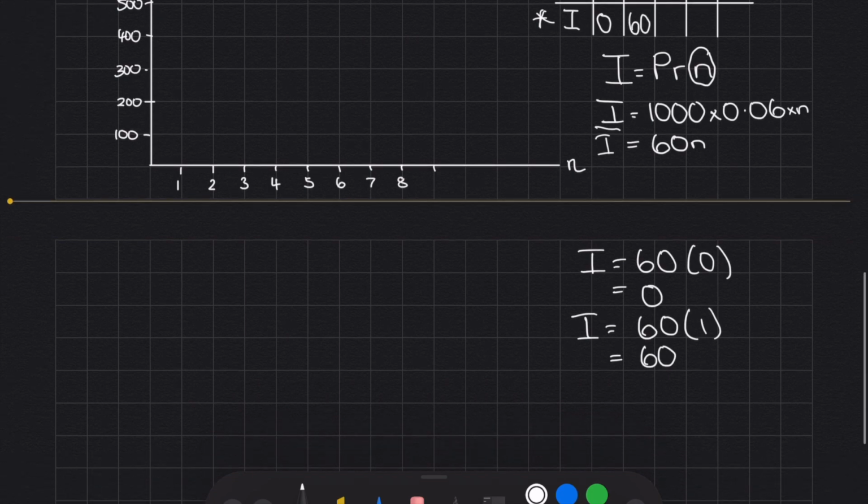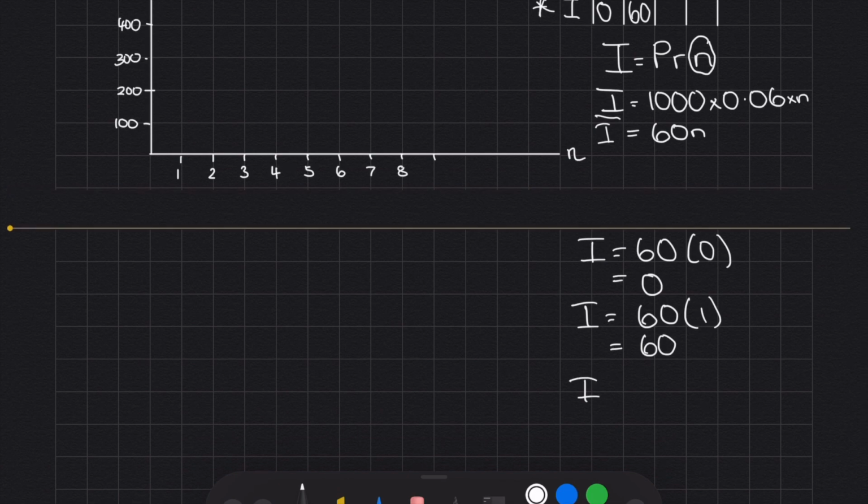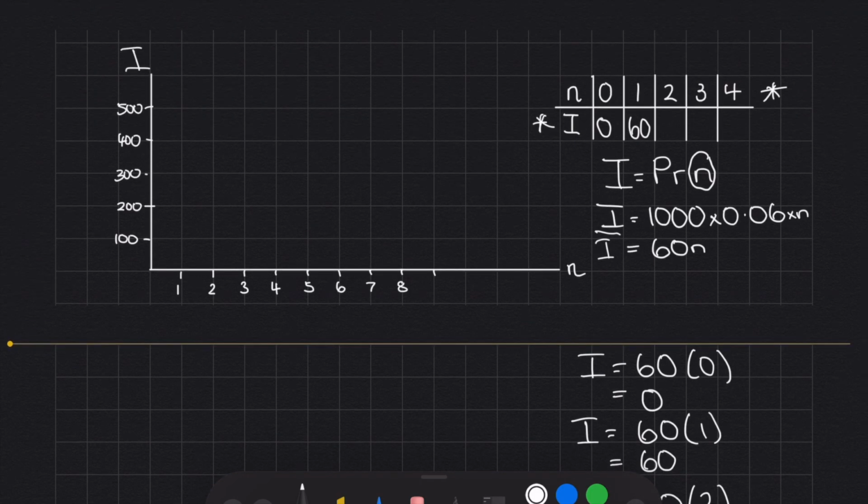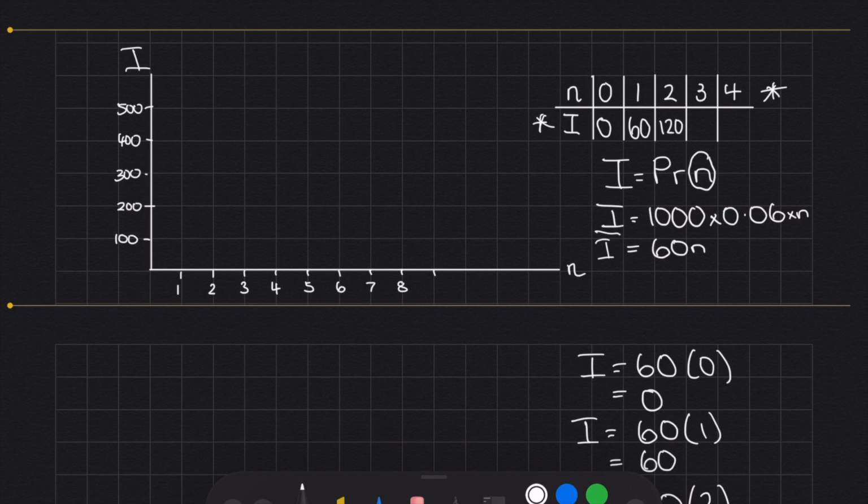We do the same for 2. So when N is 2, I is 60 times 2, which is 120. And as you can see, we're just increasing by 60 each time. So this one's going to be 180, and this one's going to be 240.